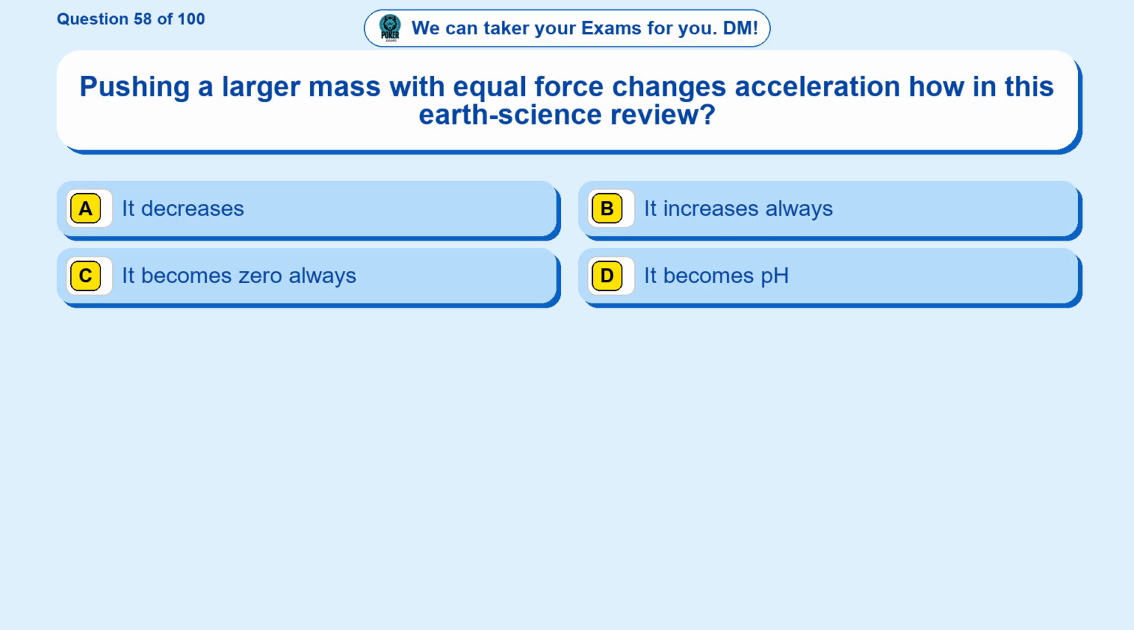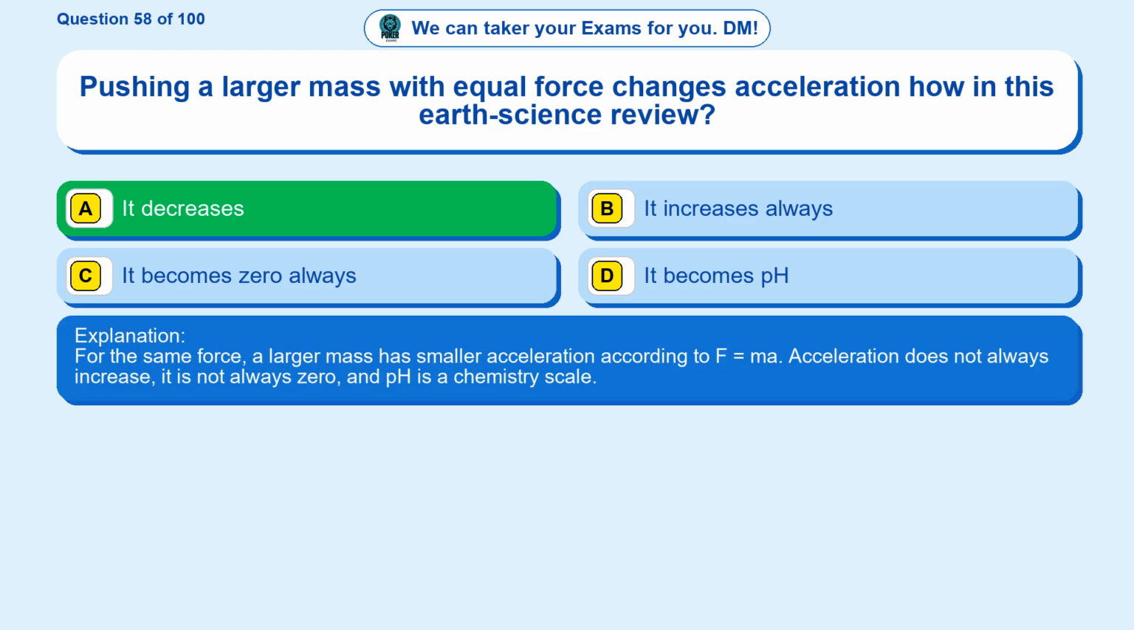Question 58. Pushing a larger mass with equal force changes acceleration how in this earth science review? Option A, it decreases. Option B, it increases always. Option C, it becomes zero always. Option D, it becomes pH. The correct answer is option A, it decreases.